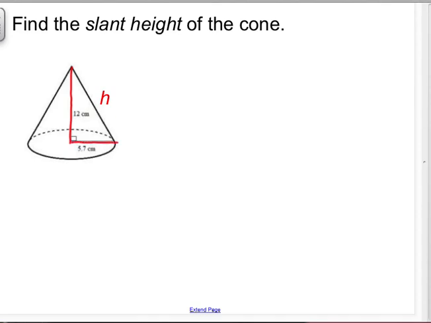So those are your legs. You know A and you know B. What you don't know is H, otherwise known as C. And this is what we call the slant height. It's like the slanted side of the cone. Or, in the case of this right triangle, it's the hypotenuse that we don't know. They give us the legs, we need to find the hypotenuse. Those are actually the easy ones.